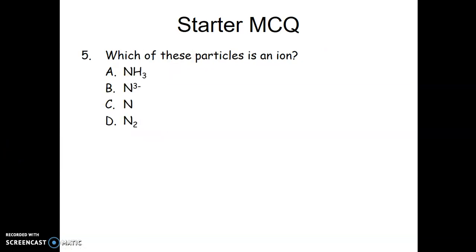And the last one, which of these is an ion? Well, an ion is an atom or group of atoms that has become charged. And the only one there with a charge is N3 negative. So the answer is B, N3 negative.